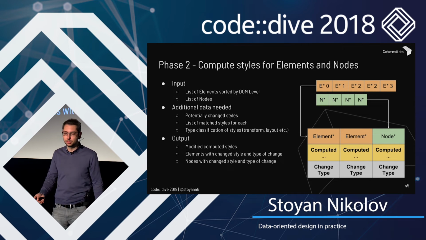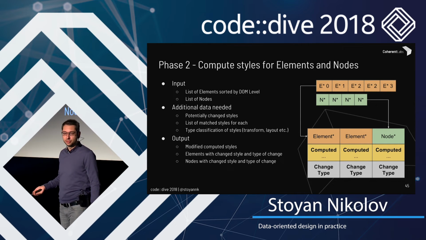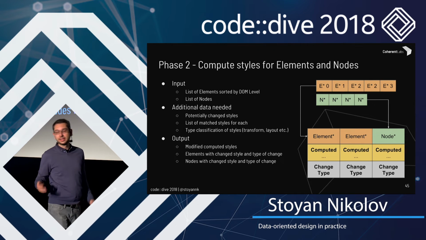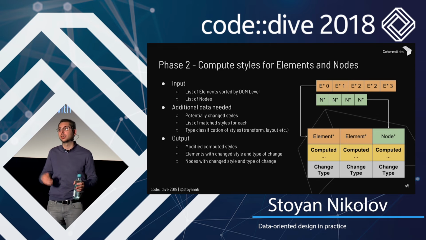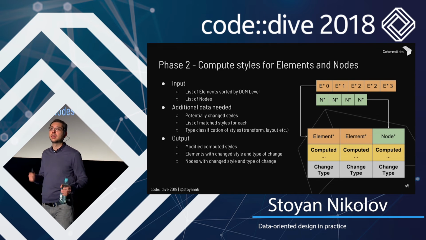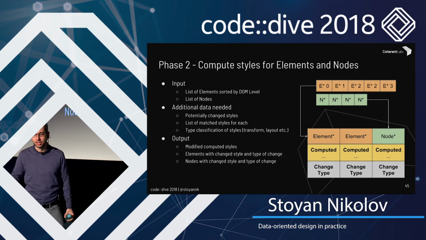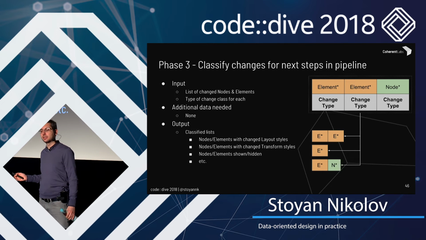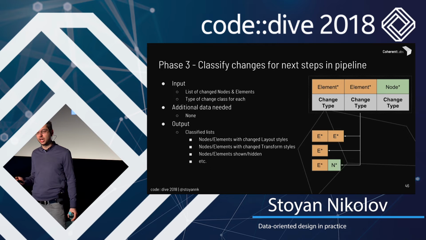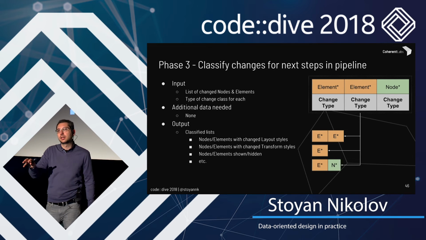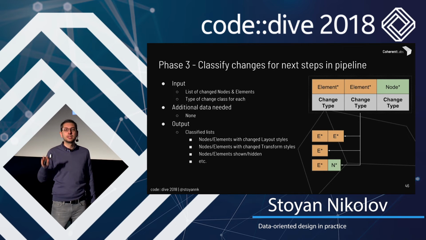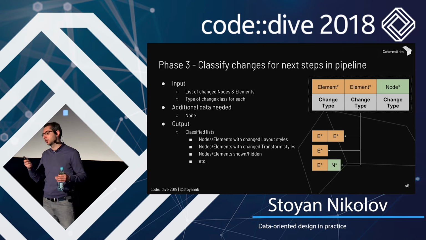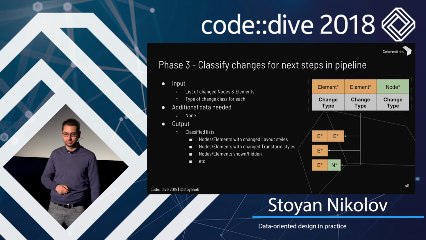And the additional data that we'll need will be what styles might have changed, the list of styles that we have to match, and the type classification of each style. So if I'm changing the opacity, I know this is a visual change, a rendering change. And the third phase is just a classification phase. We take the type of change and we put the pointers to the elements in different arrays so that we can again use this meta information somewhere down the line in our code.